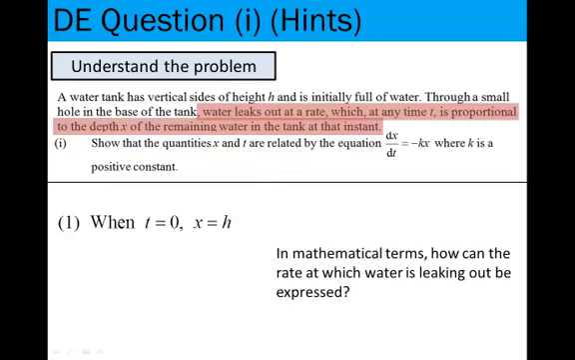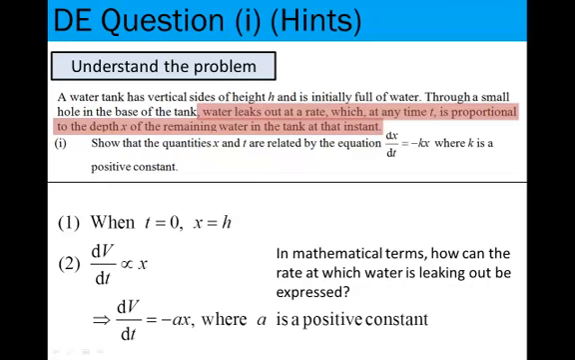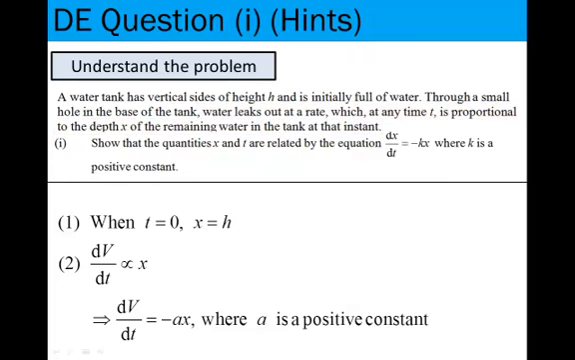Question: in mathematical terms, how can the rate at which water is leaking out be expressed? The rate at which water is leaking out is actually your rate of change of volume of water with respect to time. So what that means is that the question is trying to tell us that dV/dt is proportional to x. And that also implies that dV/dt is equal to negative ax, where a is a positive constant. The negative sign is there because the volume of water in the tank is decreasing with time. So now, what the question wants us to show is that dx/dt can be expressed as negative kx.